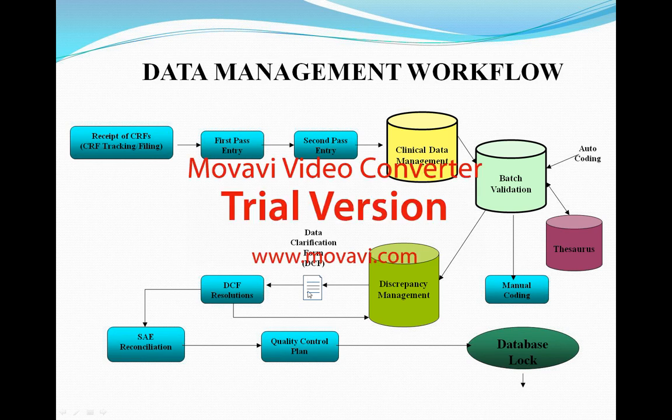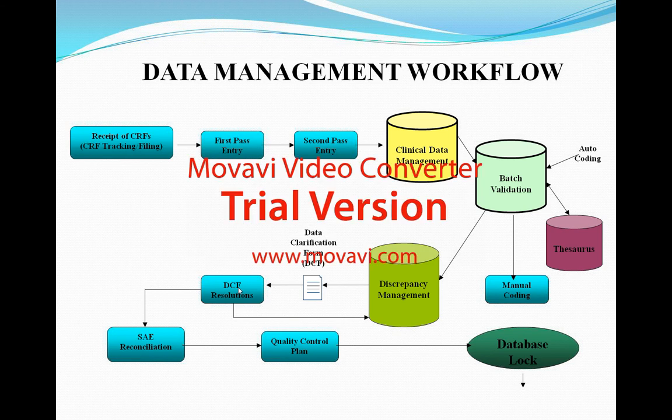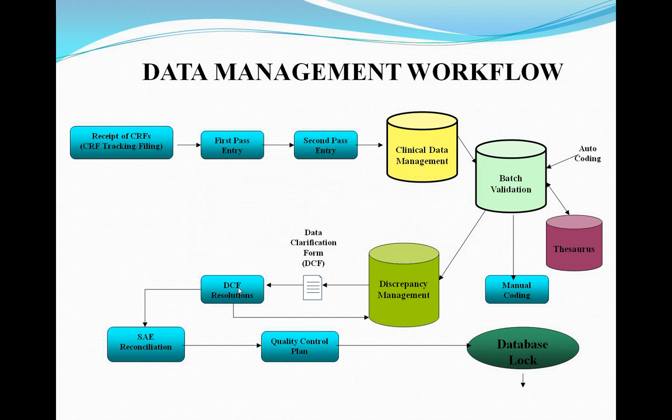DCF is called the data clarification form. This data clarification form will be filled by the data management team, and this form will be given again to the sponsors. For example, while entering the data, we entered the age as 220. Is it possible to have the age of 220? No, right? So what we do is fill a data clarification form stating that the patient age has been shown as 220 years, whether it is 20 years or 22 years. We need the clarification.